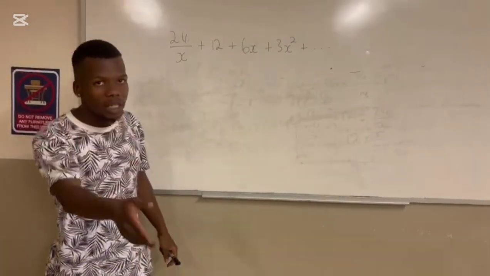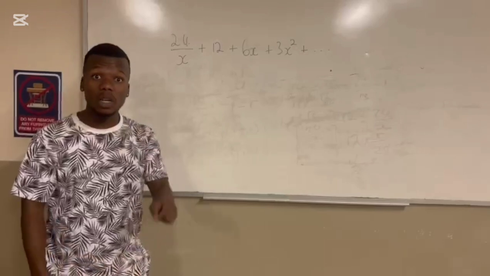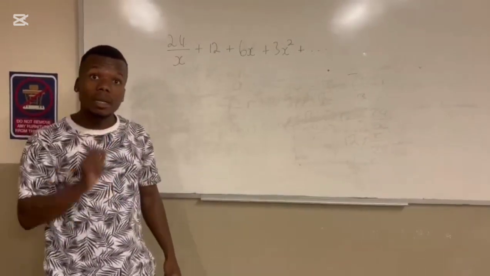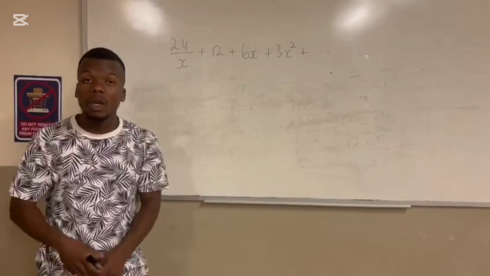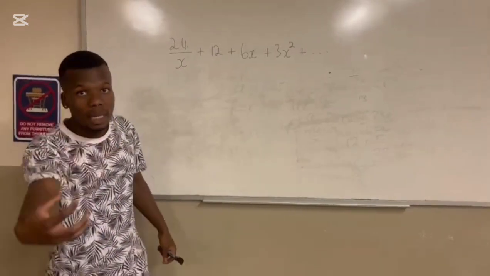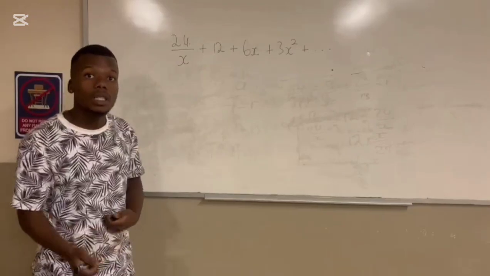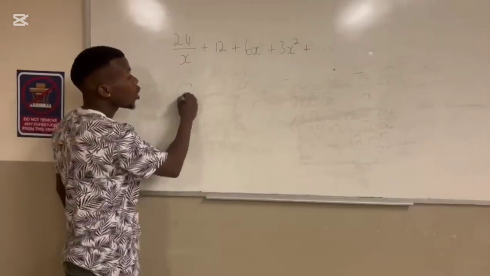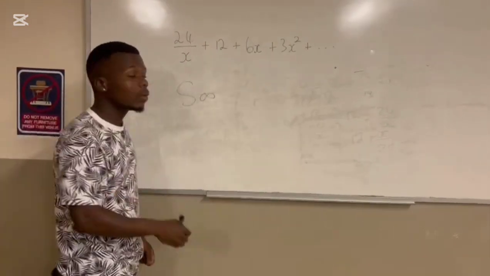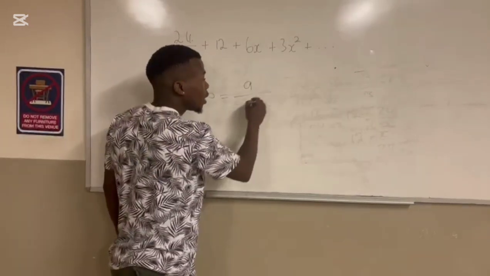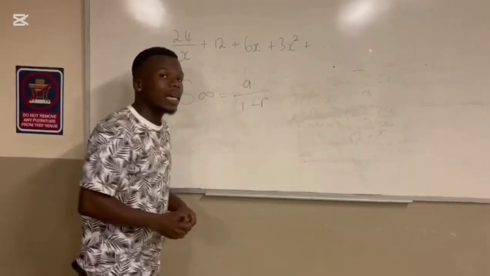What is the first question that comes to us? The first question is determine the sum of infinity. Remember, at the beginning of the video, we said that this is a geometric series. What is the formula for the sum of infinity? We are going to say sum of infinity is equal to a divided by 1 minus r.